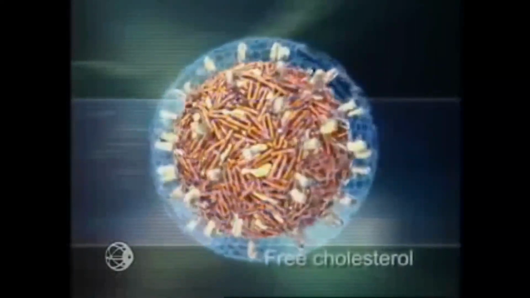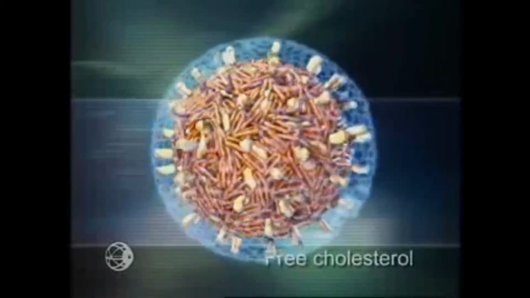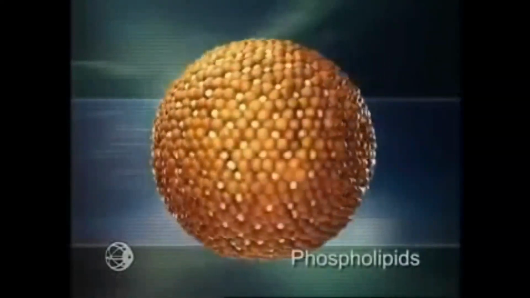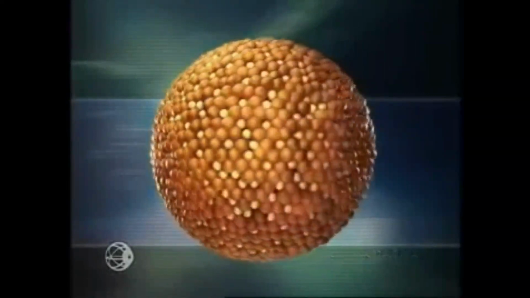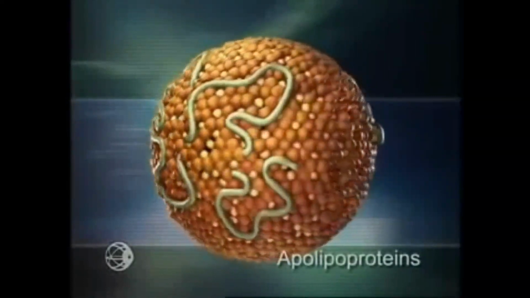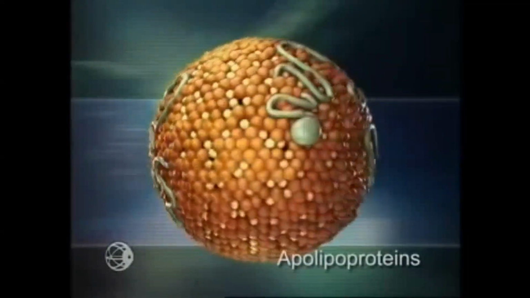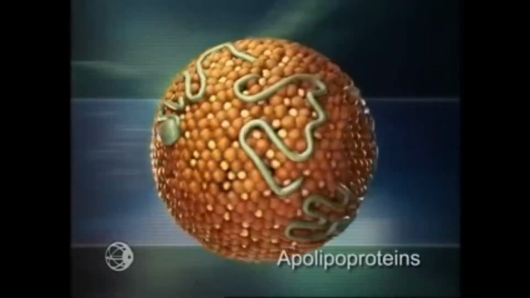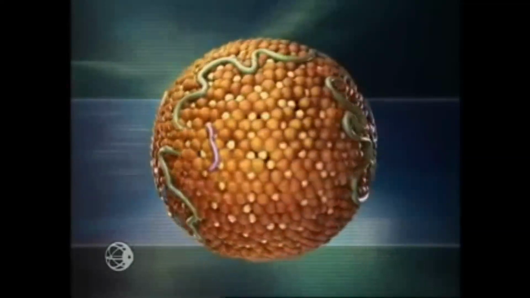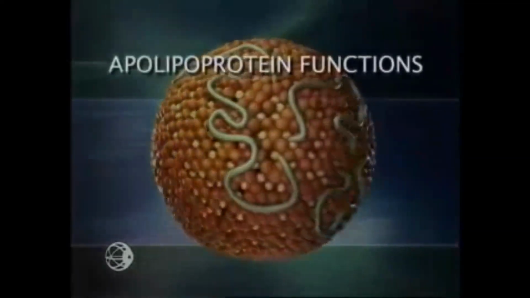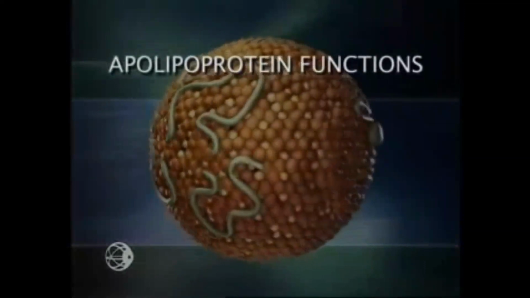Unesterified, or free cholesterol, is enveloped in an outer phospholipid monolayer. Woven around and through the exterior layer are proteins called apolipoproteins. New data are proving these apolipoproteins to be more influential in lipoprotein metabolism than was ever previously recognized. The function of apolipoproteins falls into four categories.